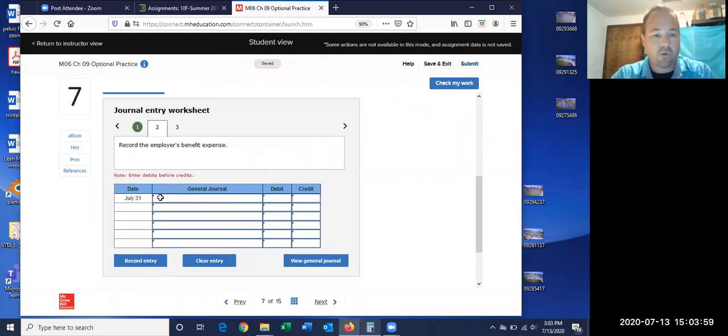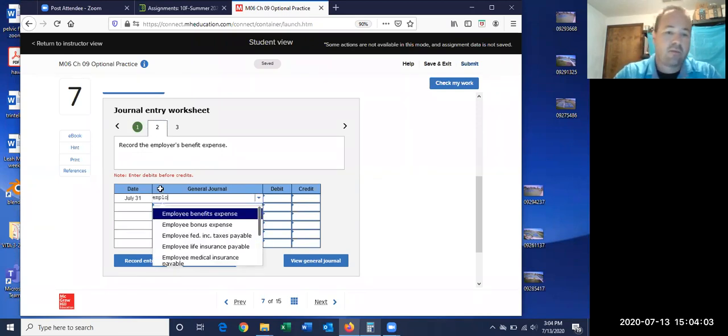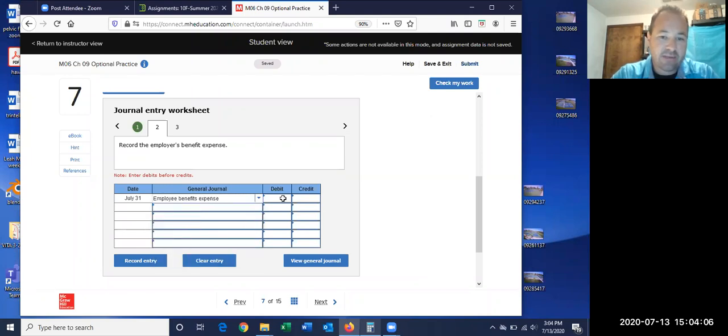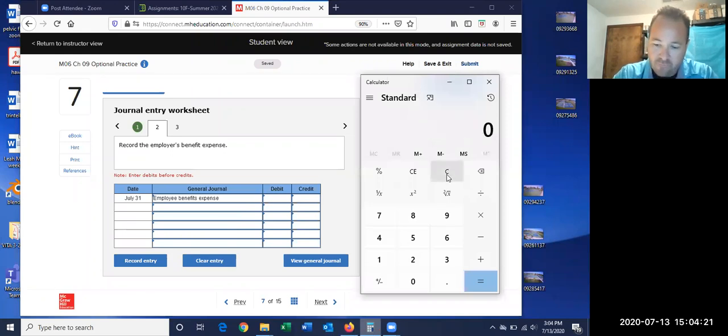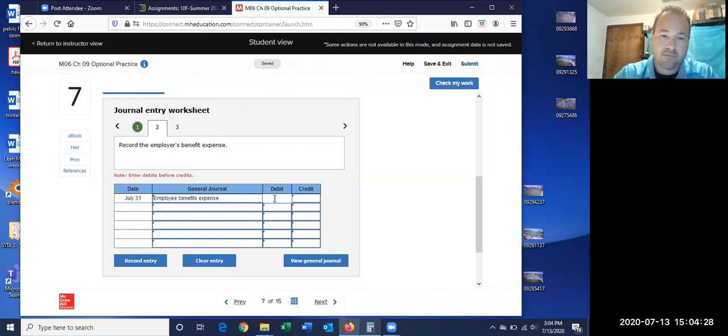Now we're going to come down. We're going to come over here. Employer benefits expense. They don't have them broken down, so I don't need to expense each one separately. It's saying go ahead and combine both of them together that the employer had to pay. And those are the 2 numbers that I wrote down just a second ago. Remember, I wrote down $4,200 for the medical piece and $2,400 for the life insurance. So that was $6,600.